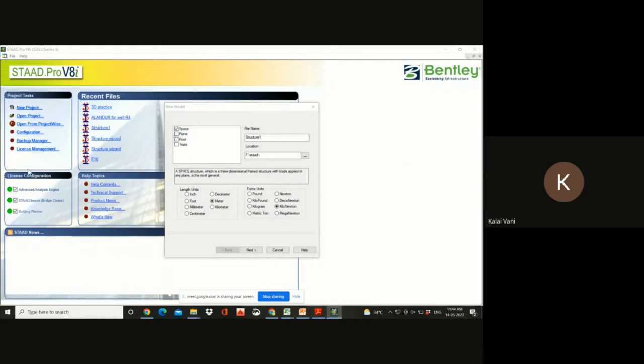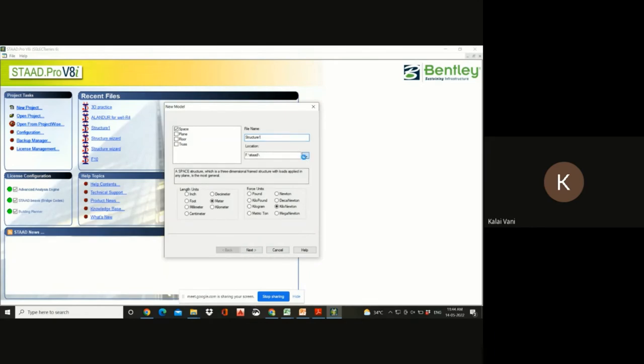So once you are opening STAAD Pro, you'll be getting this new project. So inside, you'll be getting the project task. So once you click the new project, you can get this dialog box: space, plane, floor, truss and all. So there is no hard and fast rule that you have to use only the truss, right? You can use the space also, so that any structure can be created inside the space. The file name is your wish. Structure 1, truss 1, building 1, you can calculate anything, right?